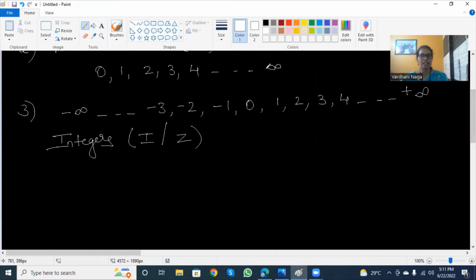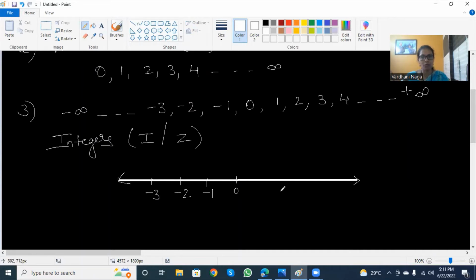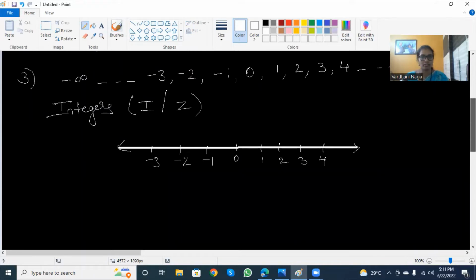So how do we represent these integers on the number line? We have learned in previous classes, right? If we take this as a number line, we represent 0 in the middle, and all negatives are towards the left side and positives are on the right side. So these are called integers. Integers are nothing but all negative numbers, 0, and all positive numbers.